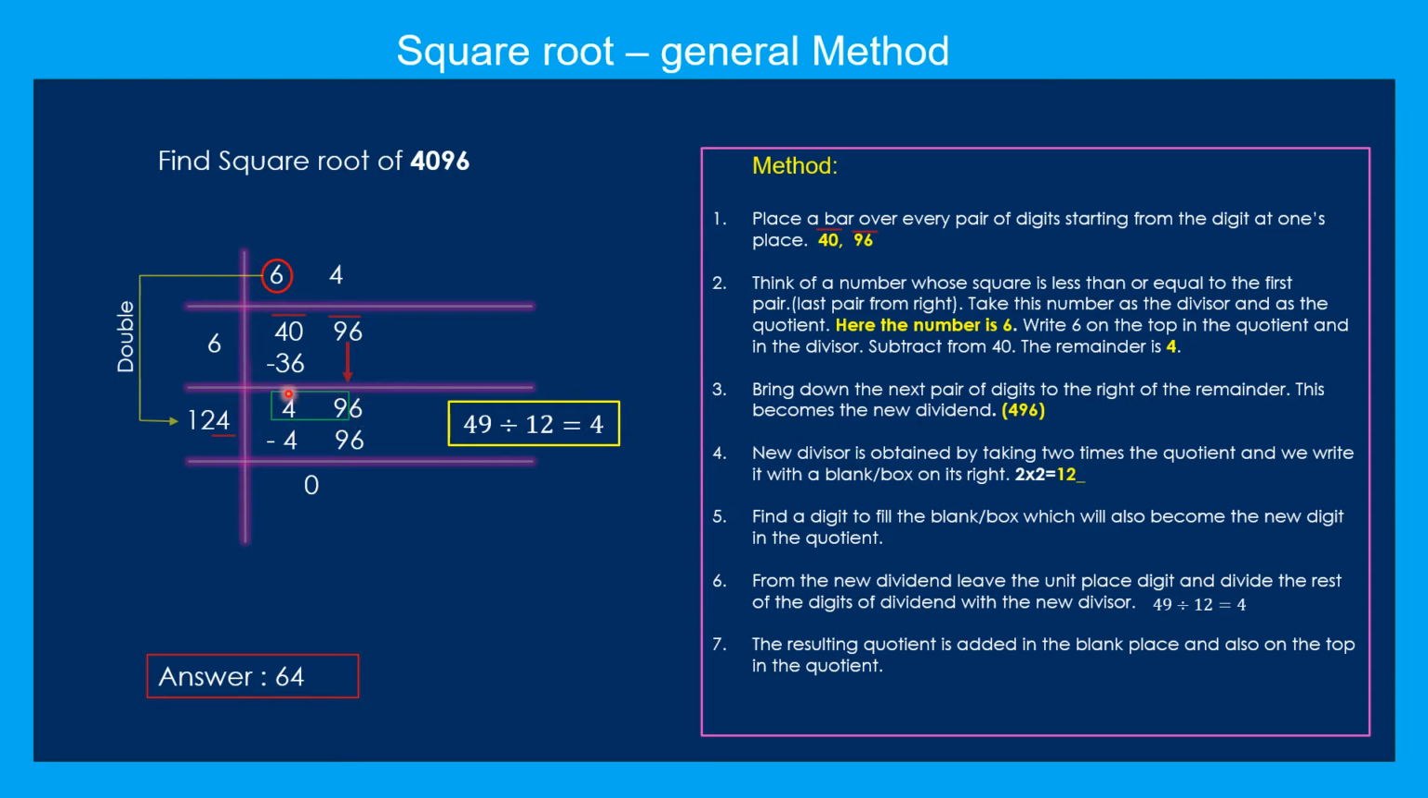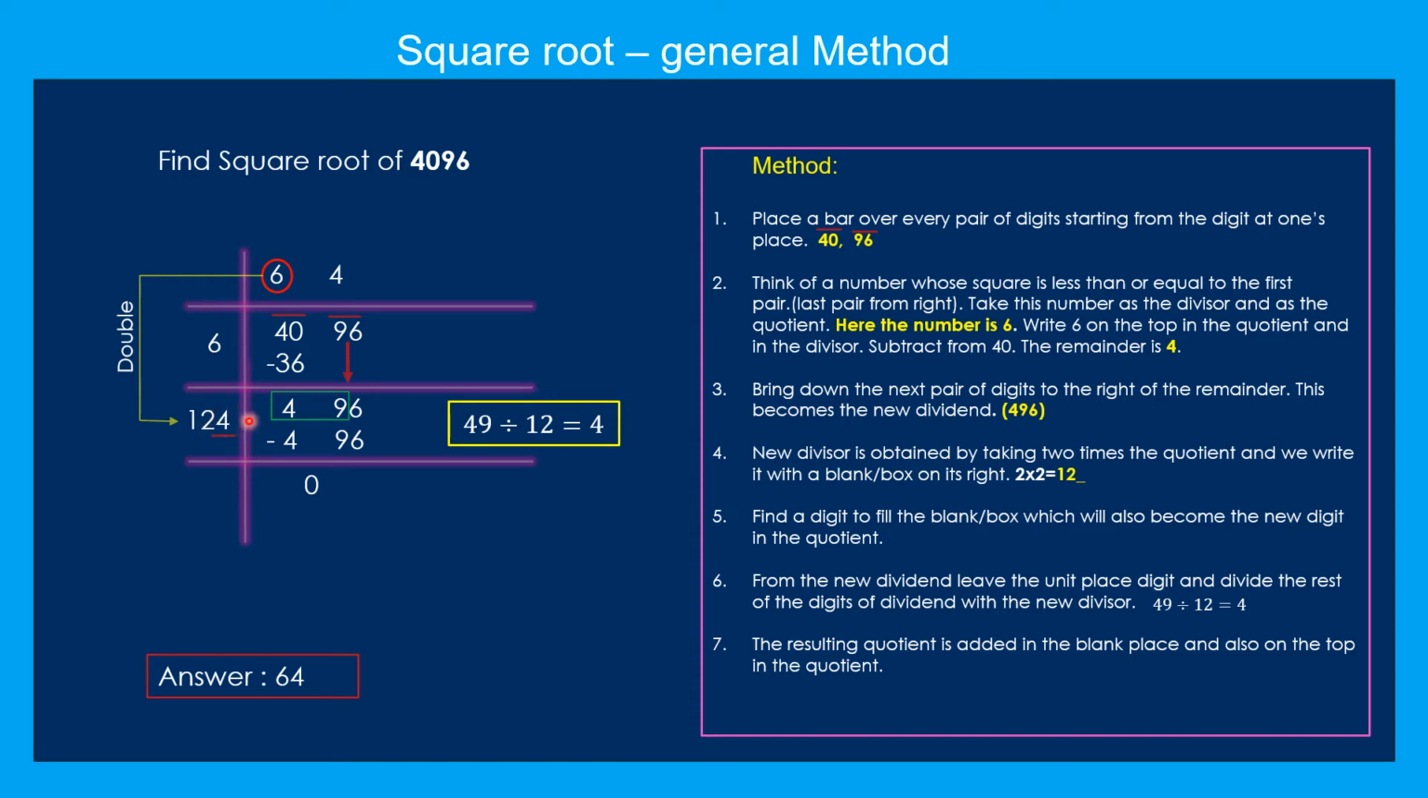Now, in order to find the new divisor, what do you do? You double the quotient. Here the quotient is 6. So you double the quotient, you write here 12, and then you write a blank space. Just write the new divisor 12. After you write the new divisor 12 with a blank space, we need to fill in a number here.